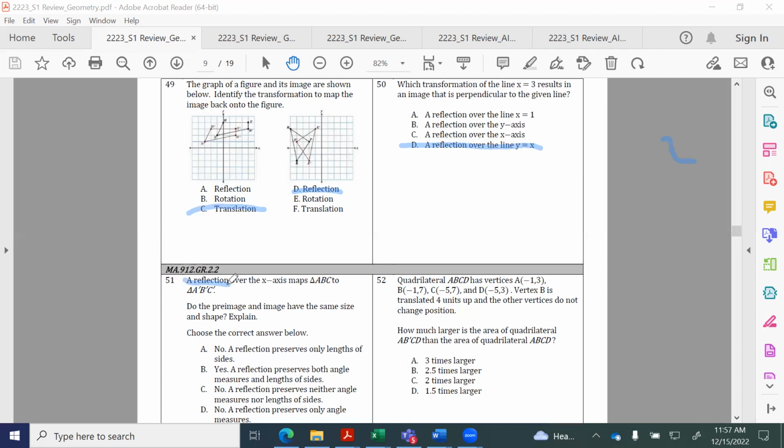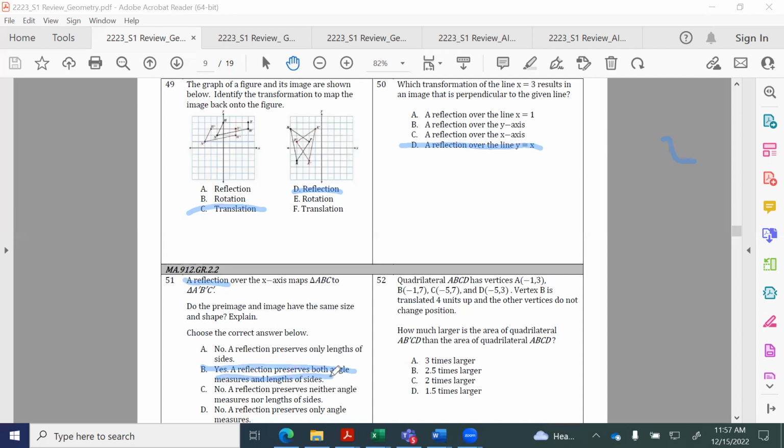There's only one answer here that says yes. Yes, reflection preserves both angle measures and length of size. Again, it's the same size and same shape, so it's all true. All right, on 52.